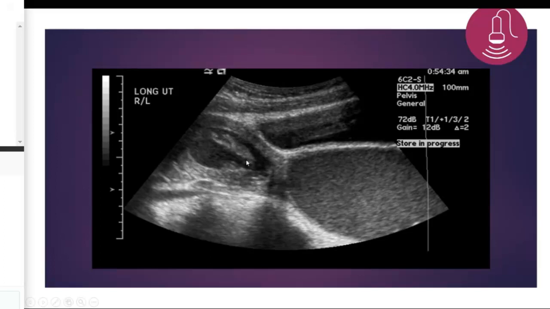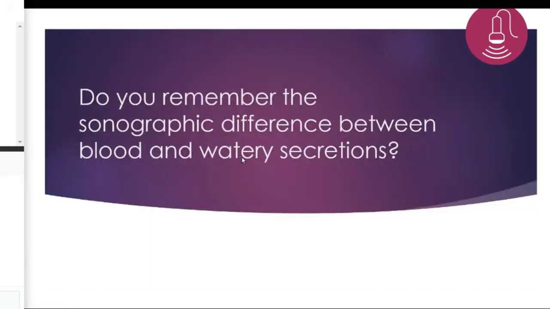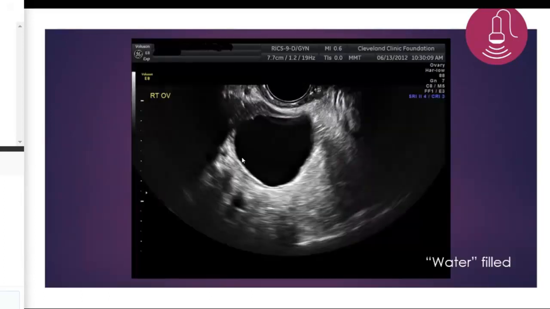And there's also some fluid collection within the uterus. So that is also blood because we have some echoes in there. So hematometrocolpos is the collection of blood within the uterus and vagina. So like we were just saying, the difference between blood and a cystic watery secretion is their echogenicity.